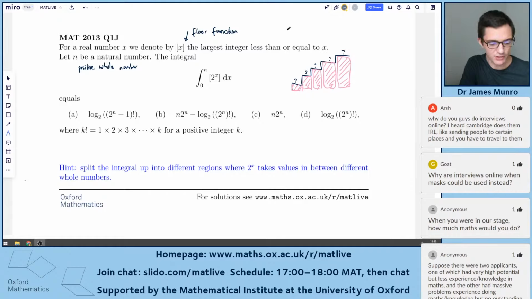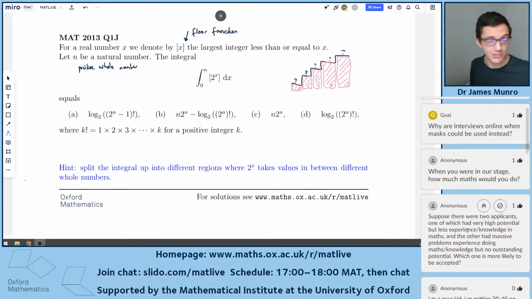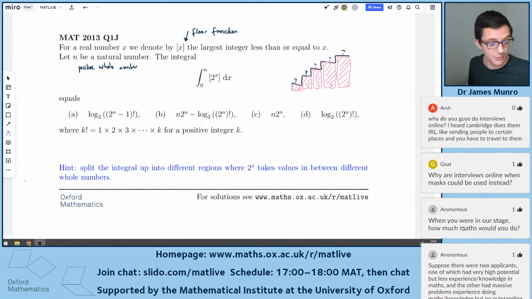I think the one with lots of potential to do well on our course, even if they've seen less mathematics, I think that's quite exciting. Is that the right answer? So this question asked me to compare applicants. Potential to succeed on the course is the phrase I use to sum up what I'm looking for: people who are going to do well on the maths course.